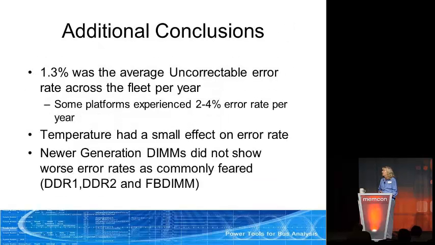So what are the additional conclusions that they came to? Well, first of all, the uncorrectable average was 1.3% across their fleet per year. Now there's kind of always a question as to how big is the Google fleet of servers. So let's just say there's 100,000 machines in their fleet. That's 1,300 failures a year, uncorrectable failures. If we divide that by 365, we have 3.5 failures every single day in their fleet of servers. Now if they've got 1 million servers, that's 35 failures a day.